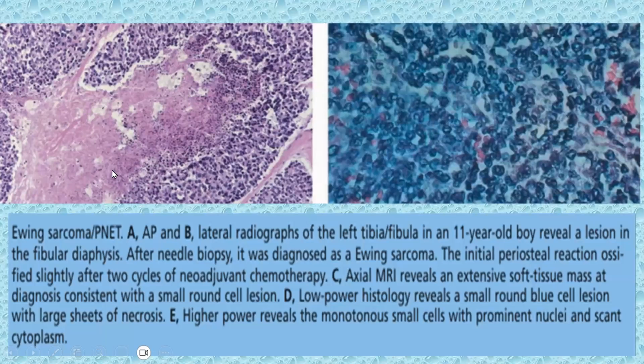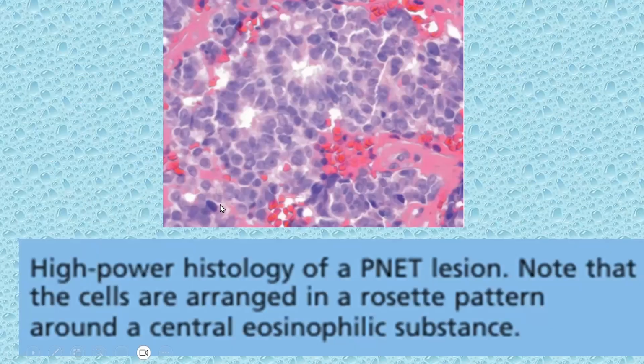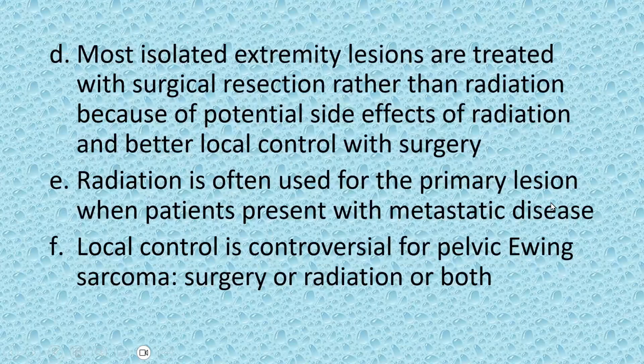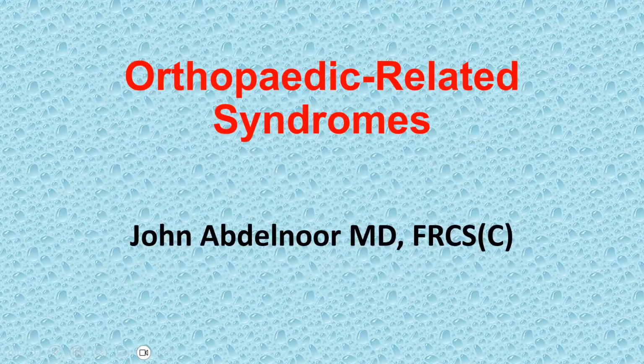And there is a 11;22 translocation. And look at over here. This shows you the rosettes. And you should distinguish this from a neuroblastoma. Treatment combined chemotherapy, and the 5-year survival has gone up between 60 and 70%. And now I'll tell you, thank you very much. Next time, we'll go into something very different.